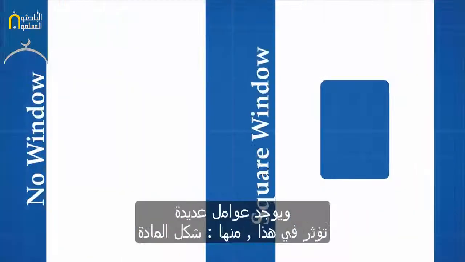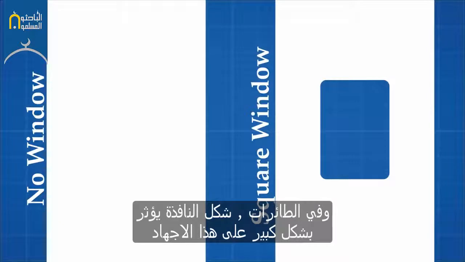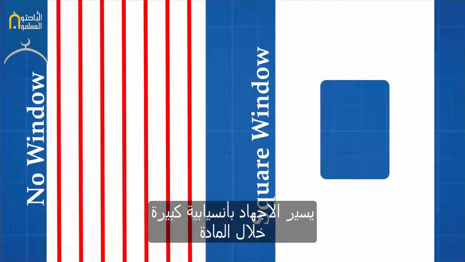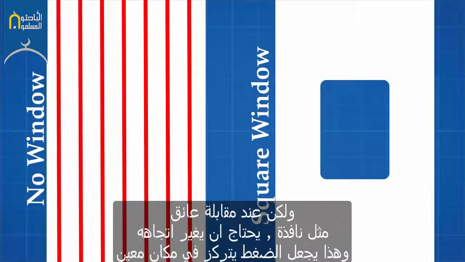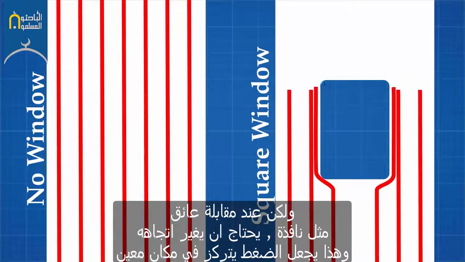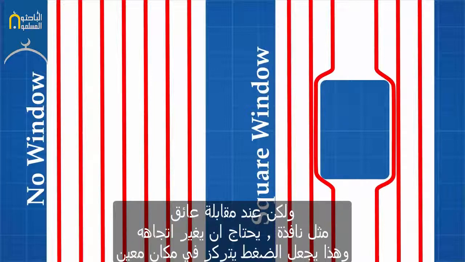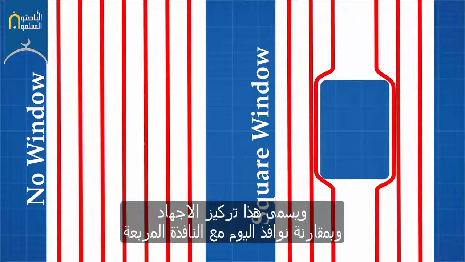There are a lot of factors that can elevate this stress. One of them is the shape of the material. In planes, the shape of the windows has a huge effect on the level of stress. Stress will flow smoothly through a material, but if an obstacle is placed in its path, like a window, it needs to change direction, and this causes the pressure to build in certain locations. This is called stress concentration.